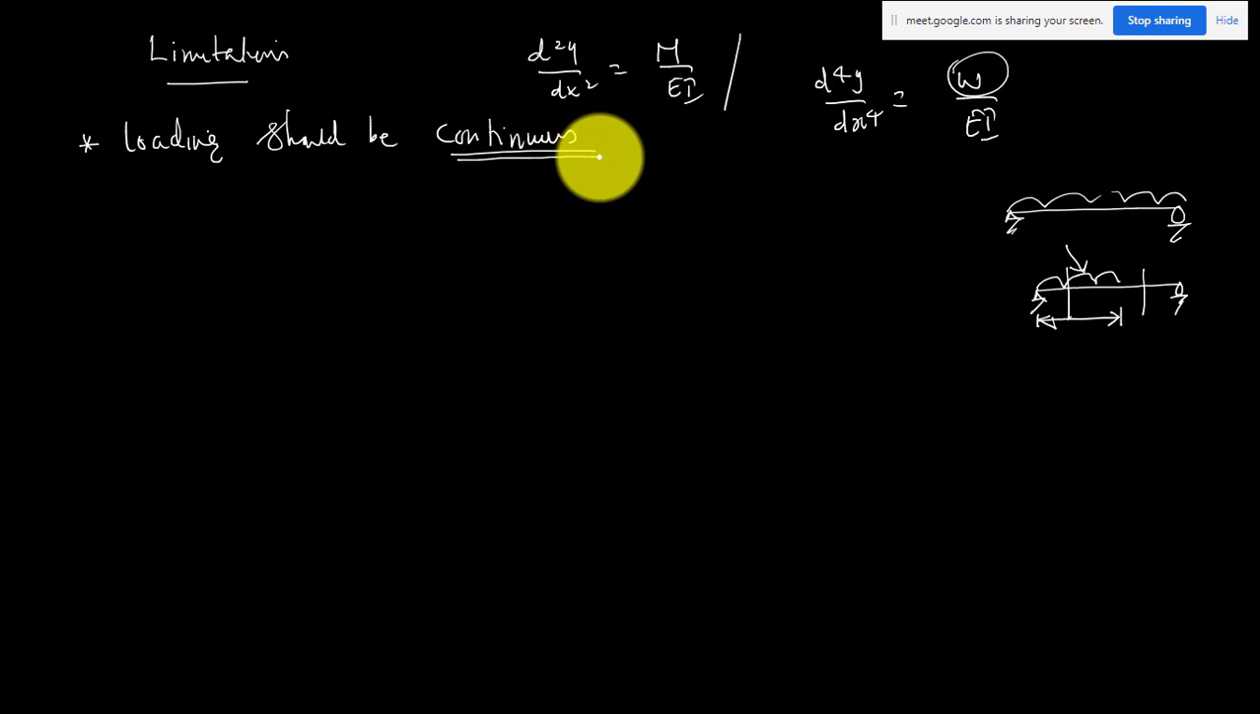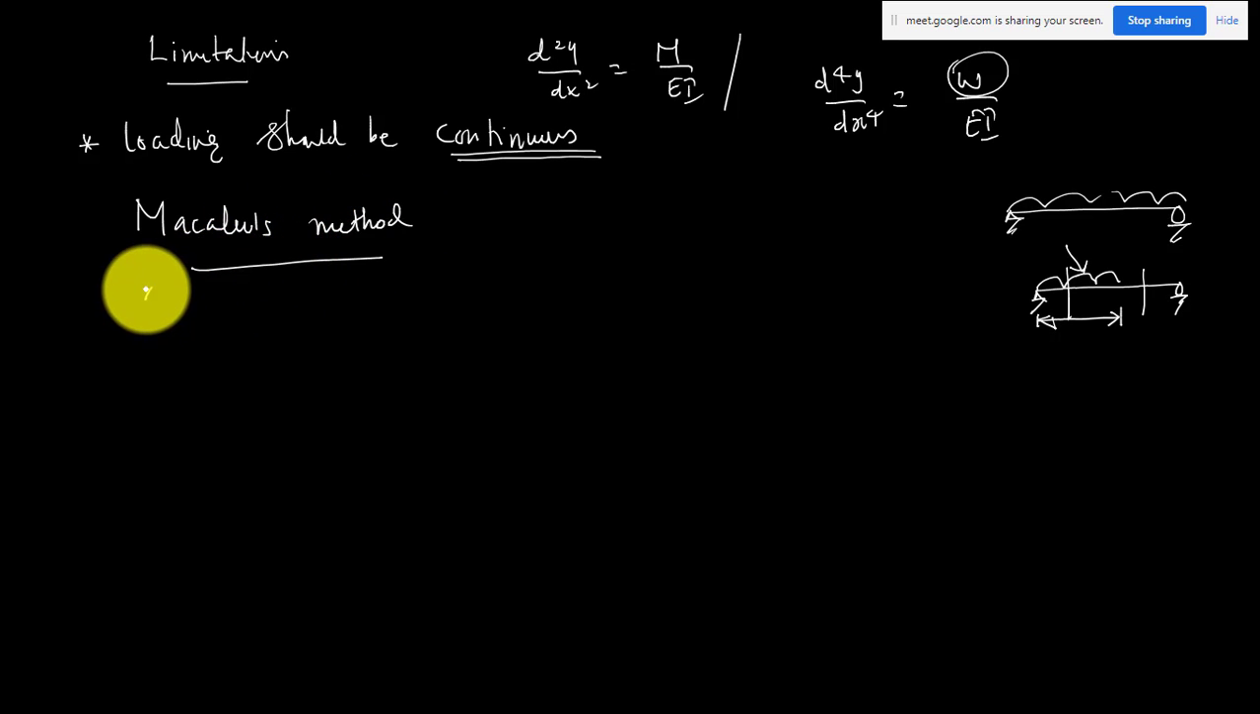This is the main condition: your loading function should be continuous. For discontinuous loading conditions, we can't use the double integration method. That is why another method came, the Macaulay method. It is the double integration method only, with some modification, so that I can solve the beam with discontinuous loading also using the same equation. So here we can also solve the discontinuous loading condition.